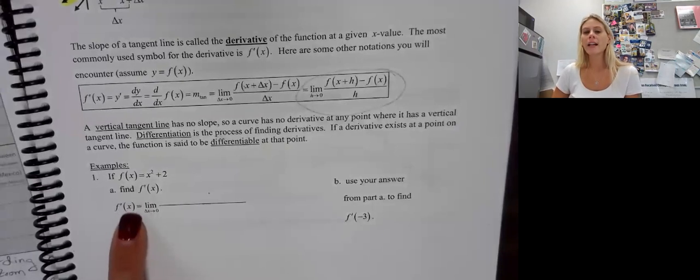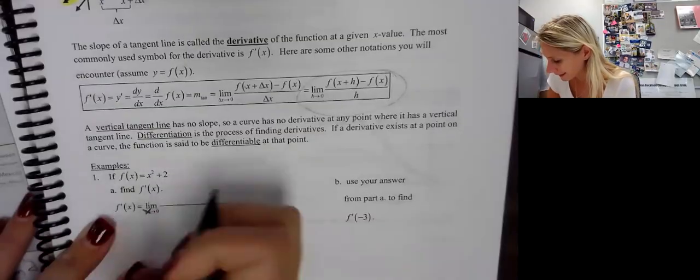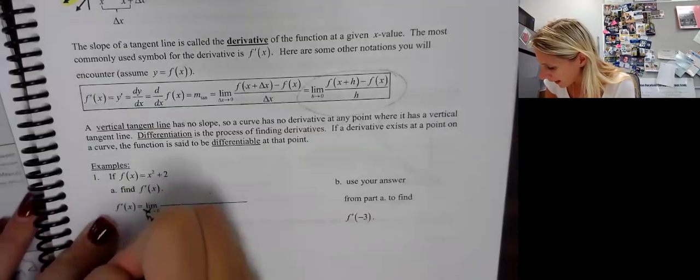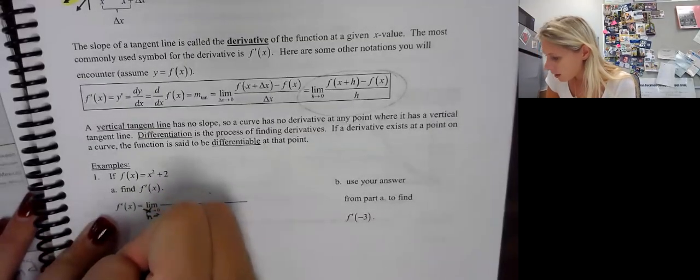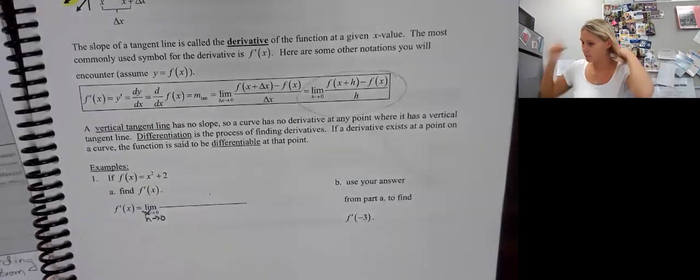So f prime of x equals the limit as the change of x goes to 0. But what did I say we were going to do to make this easier? We were going to make it as h approaches 0. So we're going to use the h, not the change of x, so it doesn't confuse us.